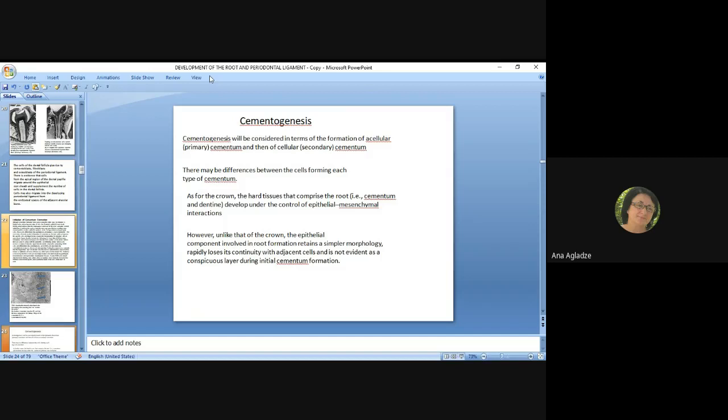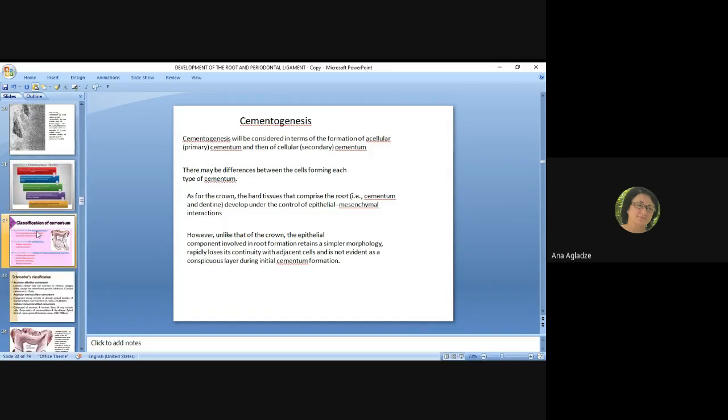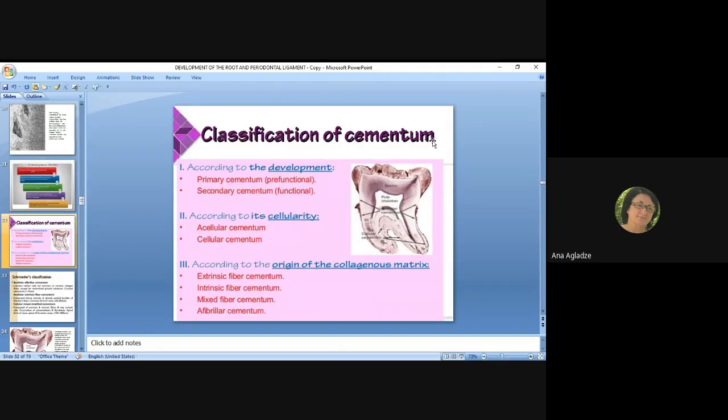There are four or five different types of cementum, which are distinguished by fiber content, cells, and position. And you can see this here. Classification of cementum. This classification is based, for example, on development: primary cementum and secondary cementum. According to its cellularity, there is acellular cementum and cellular cementum.